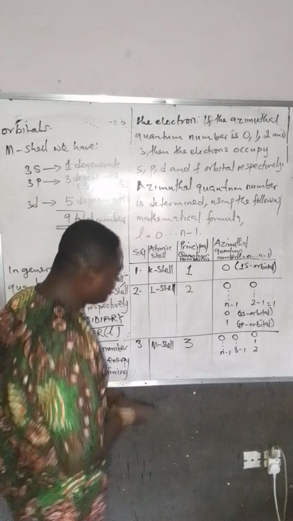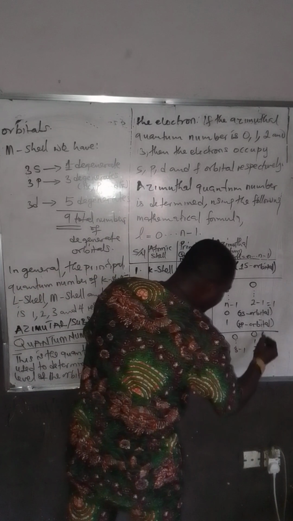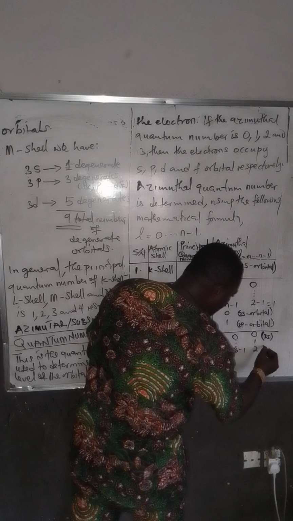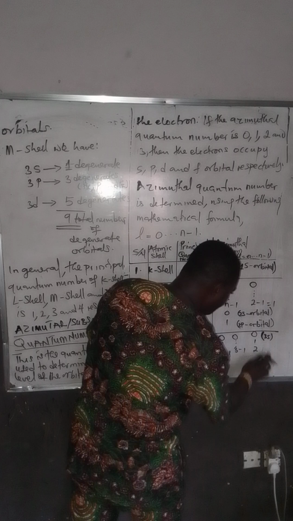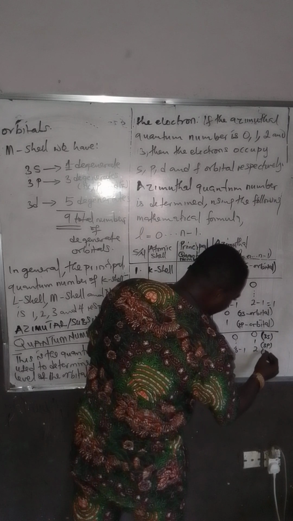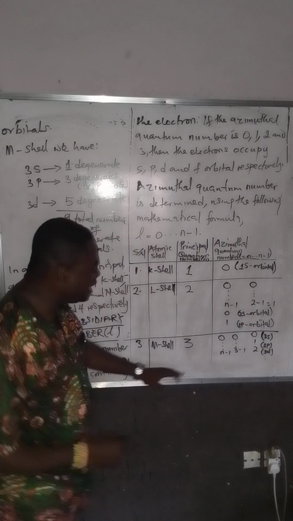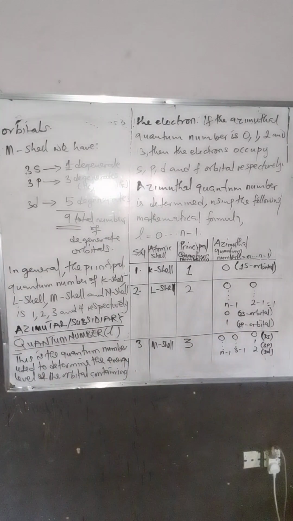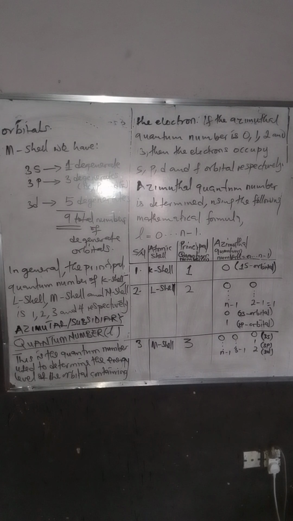Then this one is 3. So this one now contains what? 3s orbital. For 1, we have the 3p orbital. For 2, we have the 3d orbital. So we have said that the M shell contains 3s, 3p, 3d. We said that the K shell contains only s. We say the L shell contains s and p. The other one contains s, p, and d.